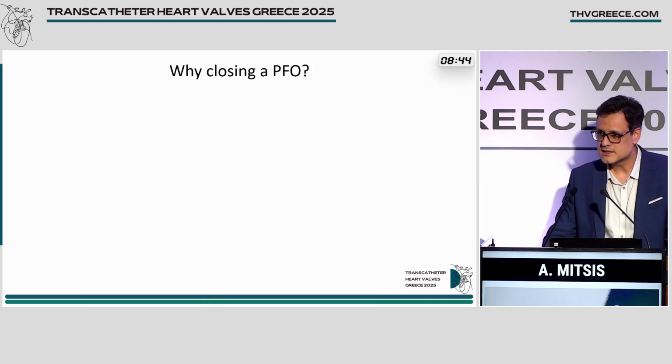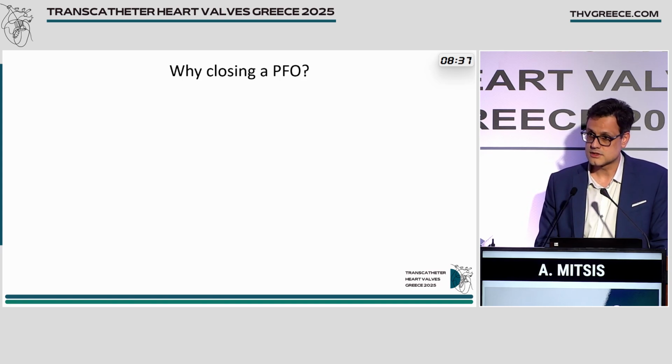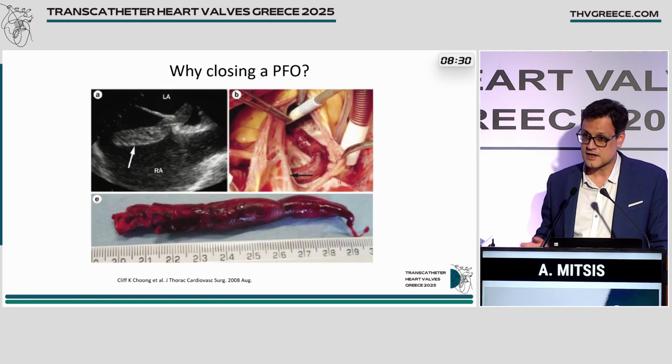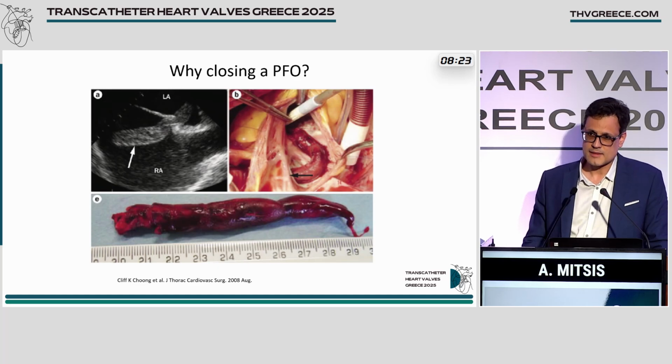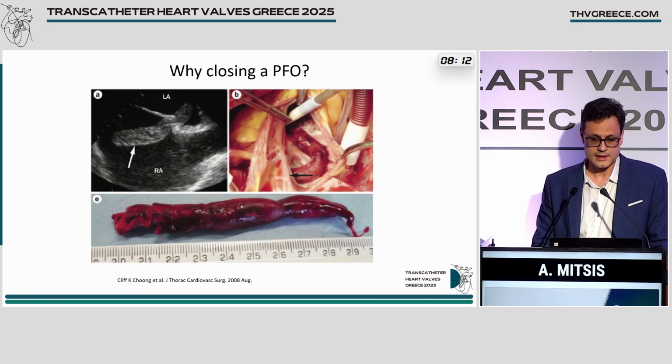So why do we discuss closing a PFO since it is harmless? Because under some conditions there might be a paradoxical embolism, and material from the venous system can travel through the PFO to the systemic circulation and embolize. Of course, this picture is something that none of us is going to face most probably in our career, but it shows that the thrombus can travel through the PFO, even for the more skeptical.